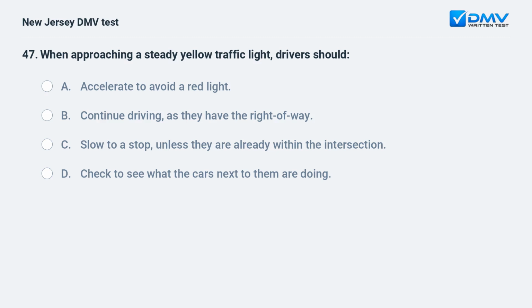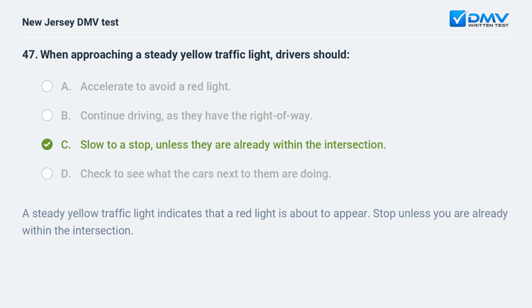When approaching a steady yellow traffic light, drivers should A. Accelerate to avoid a red light. B. Continue driving, as they have the right of way. C. Slow to a stop, unless they are already within the intersection. D. Check to see what the cars next to them are doing. The answer is C. Slow to a stop, unless they are already within the intersection.